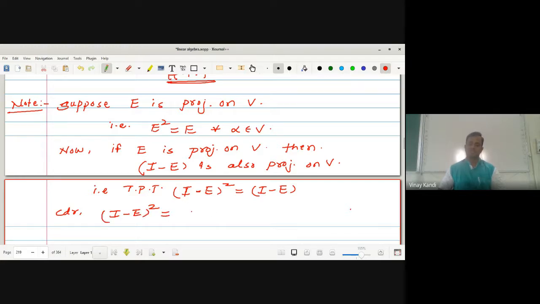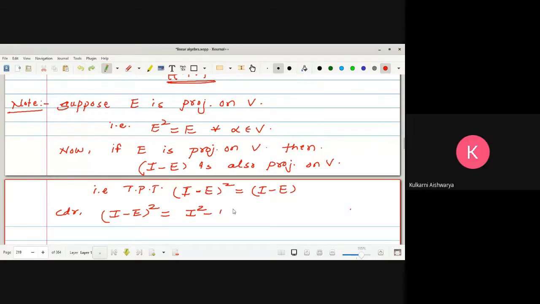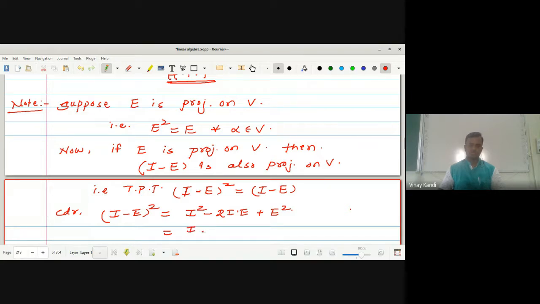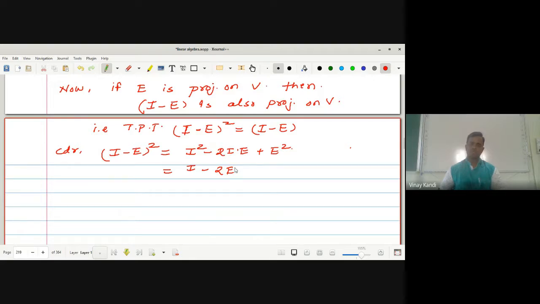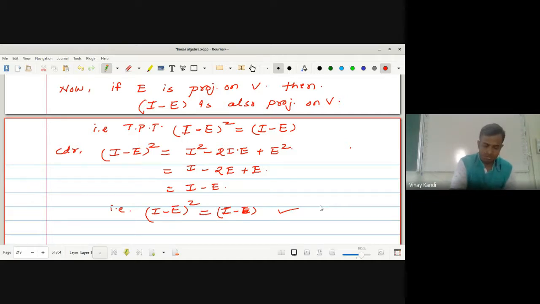What is the value of (A minus B) squared? It is I squared minus 2 I into E plus E squared. I squared is identity, and identity into any operator is the operator itself. E is a projection, so E squared is equal to E. So I minus 2E plus E, which is I minus E. So here we get (I minus E) squared is equal to I minus E. Hence I minus E is a projection on V. Okay, it is sufficient for today.